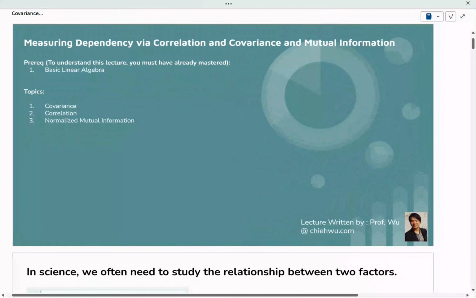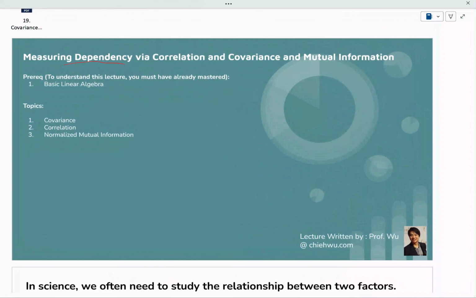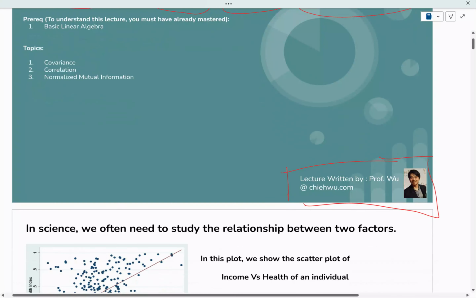Today we're going to talk about how we can measure dependencies. Let's say you have two random variables and you want to measure how dependent they are with either correlation, covariance, as well as mutual information. I'm Professor Wu, so let's get started.